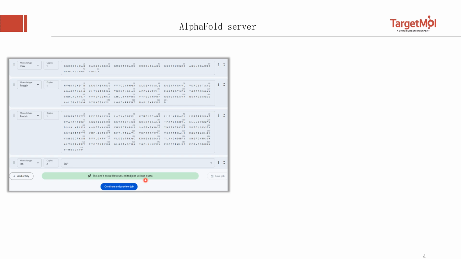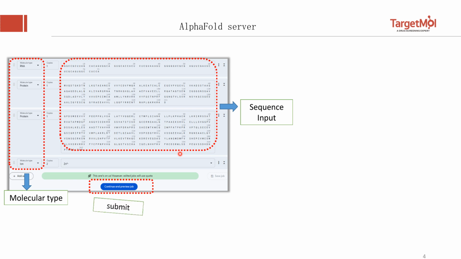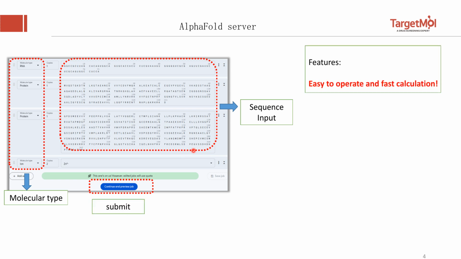Next, we will introduce how to use AlphaFold. The practical video is at the end. This is the molecule type. You can choose protein, DNA, RNA, ligand, ion. This is where the sequence is entered. Finally, click Submit. The best feature of AlphaFold Server is fast calculation and simple operation.